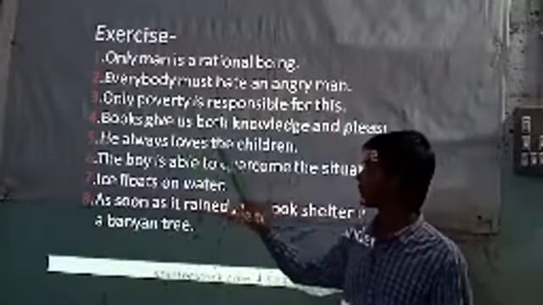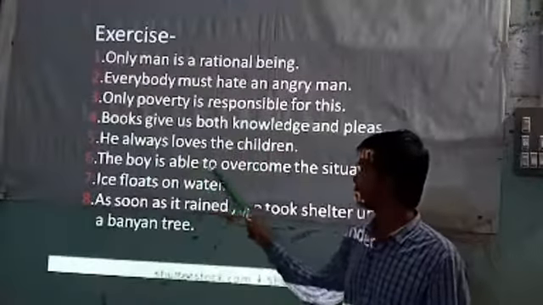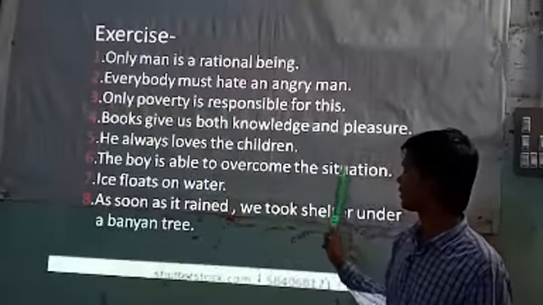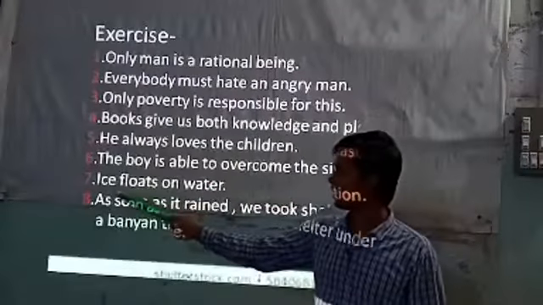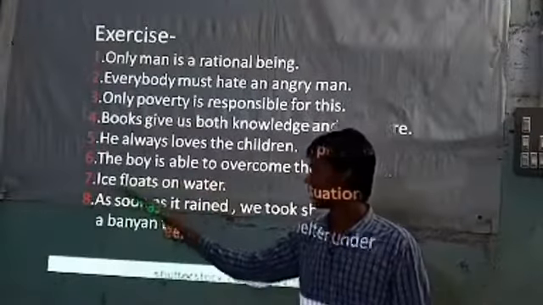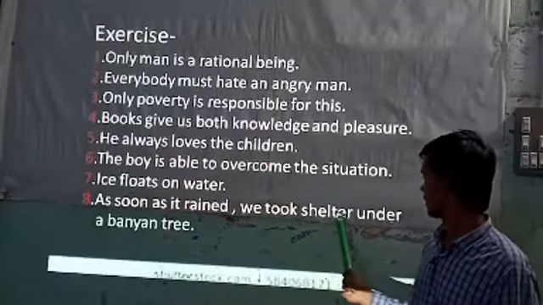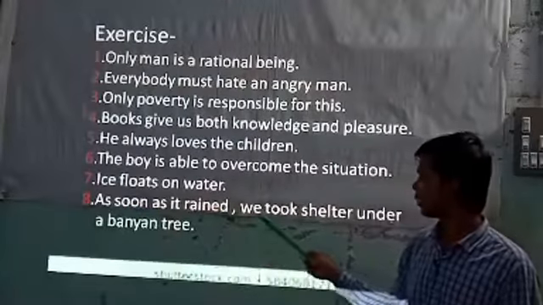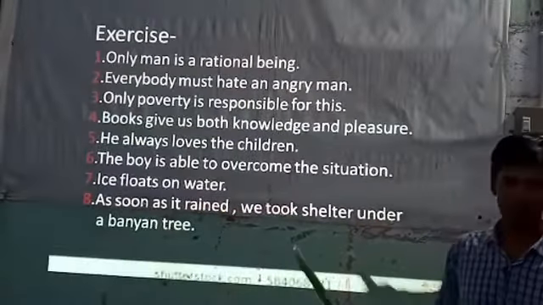He always loves the children. He never hates the children. The boy is able to overcome the situation. The boy is not unable to overcome the situation. Ice floats on water. We cannot deny that ice floats on water, or it is not that ice does not float on water. As soon as it rained, we took shelter under a banyan tree. No sooner had it rained than we took shelter under a banyan tree. So I think you have answered this way.